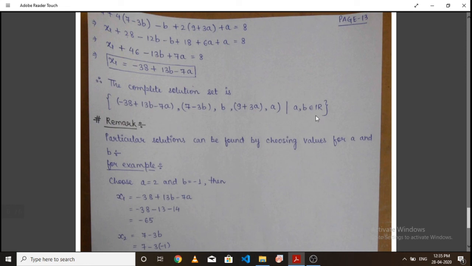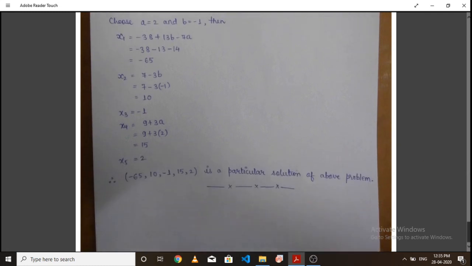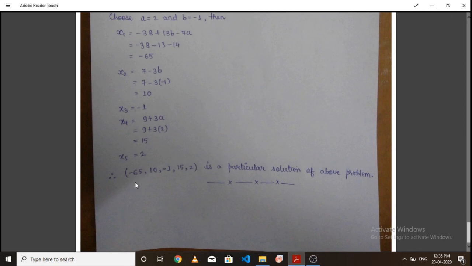Again, if the examiner is asking about a particular solution, you have to assume some values of a and b. For example, I took a equal to 2 and b equal to minus 1 here. Then my variables become x1 equal to minus 65, x2 equal to 10, x3 equal to minus 1, x4 equal to 15 and x5 equal to 2. So this is my particular solution for the given system.